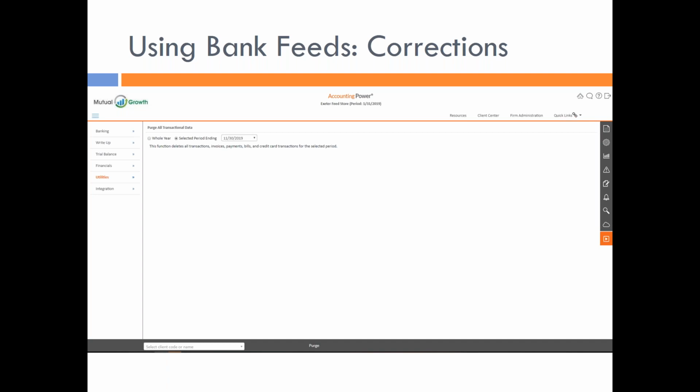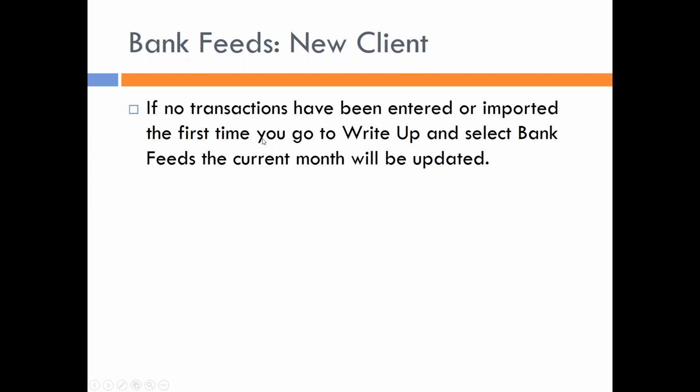Conceivably, you can import information, or you could have done something in a particular period, but you've just got it so messed up, you don't see how you can straighten it out without starting over fresh. What you can do is go to Utilities, Purge Transactional Data. And instead of choosing whole year, you can choose the period ending.